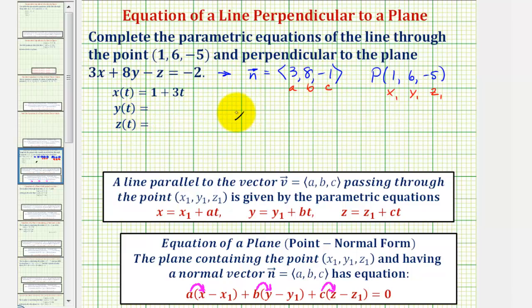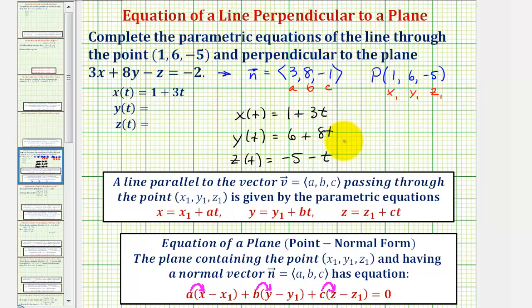So again, we know that x of t, even though it's given, would be equal to x1 + a times t, which would be 1 + 3t. y of t would be equal to y1 + b times t, which would be 6 + 8t. And z of t would be equal to z1 + c times t, which would be -5 - 1 times t, or just -5 - t. These parametric equations would give us the line perpendicular to the plane passing through the given point.